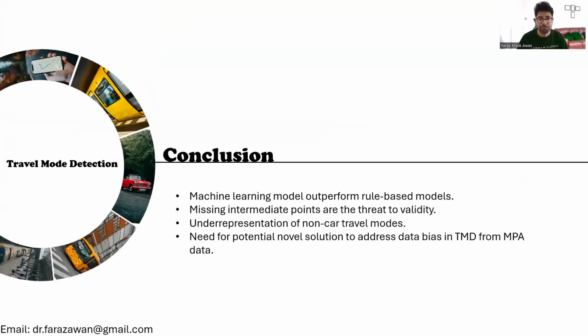In conclusion, machine learning models outperform rule-based models. However, missing intermediate points can be a threat to the validity of the analysis, which is caused by the underrepresentation of non-car travel modes. Hence, there's a need for a potential novel solution to address data bias in travel mode detection from mobile phone app data.